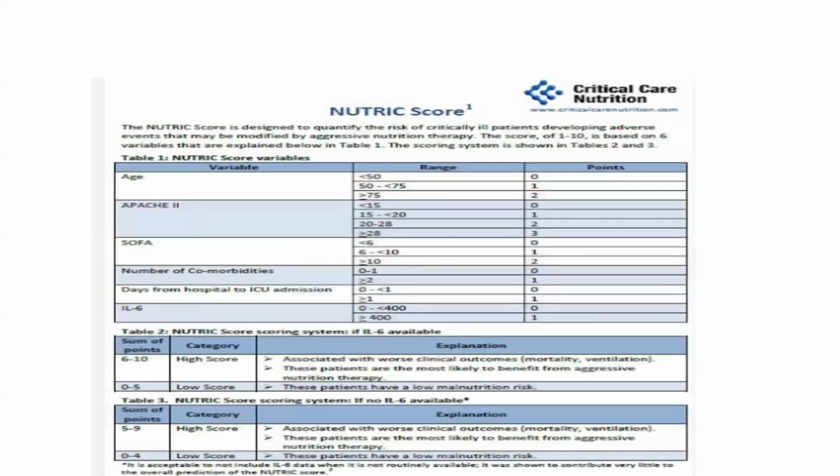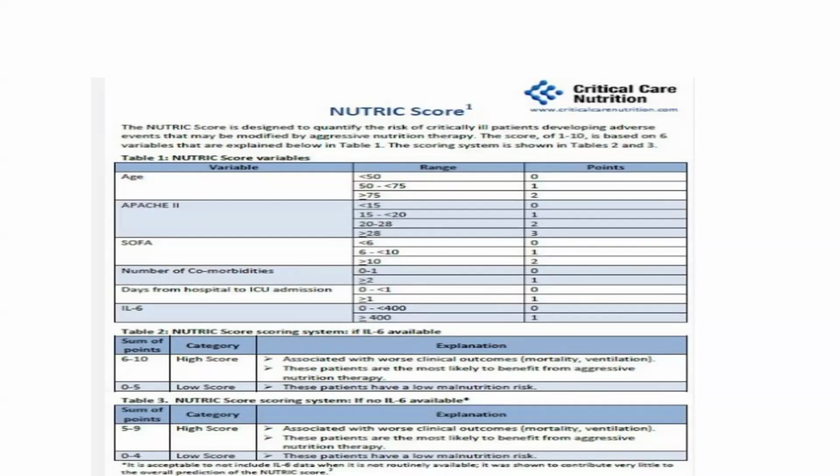So let's have a look at the components of the NUTRIC score. The first component is age. If it is less than 50, then 0 points. If it is 50 to 75, 1 point. If more than 75, 2 points. APACHE score less than 15, 0 points. 15 to 20, 1 point. 20 to 28, 2 points. More than 28, 3 points. SOFA score less than 6, 0 points. 6 to 10, 1 point. More than 10, 2 points.